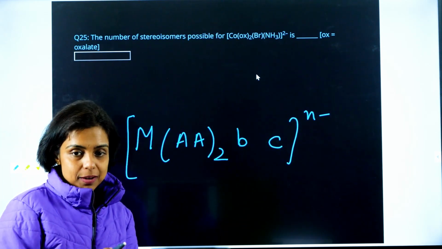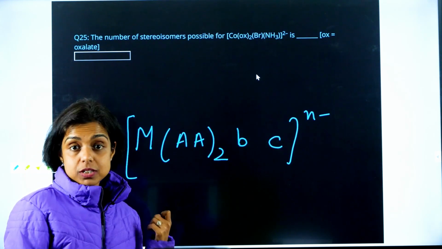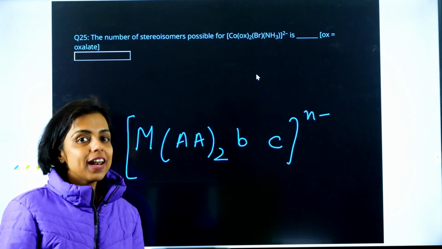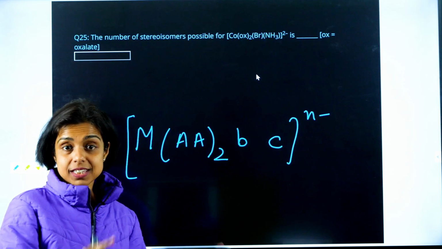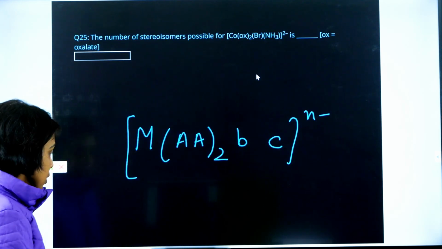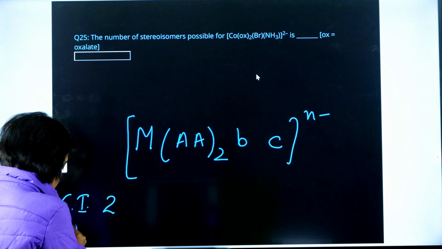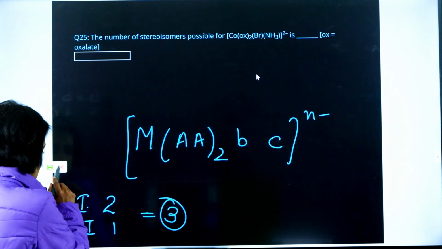One geometrical isomerism, it can show cis and trans. Yes, A opposite, so trans; on the same side, cis. And trans will have a plane of symmetry, so no optical isomerism. Cis will have optical isomerism. So two geometrical isomers, and one pair of enantiomers. So the total count of stereoisomers has to be 3.